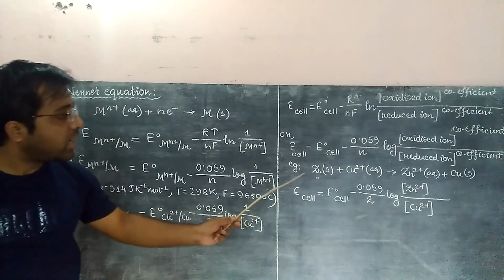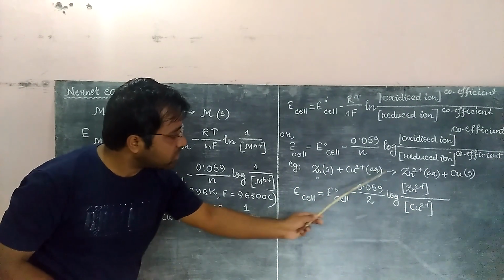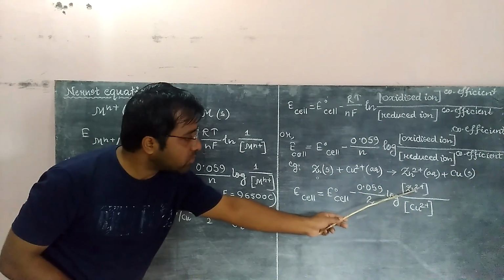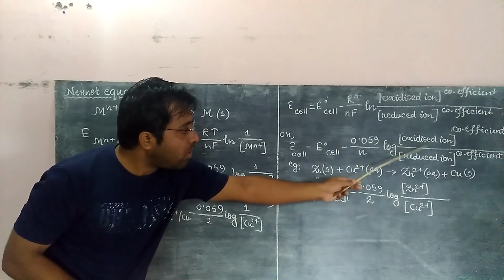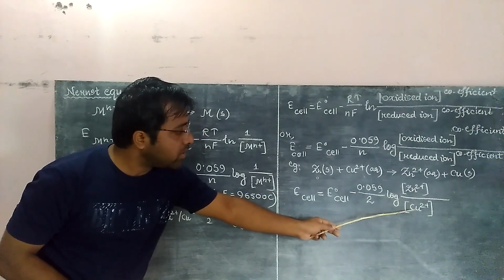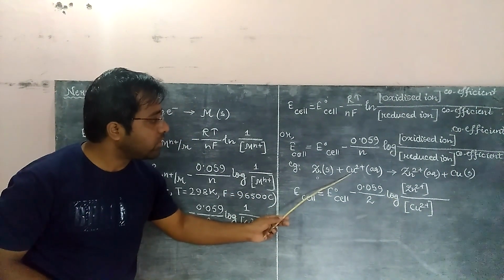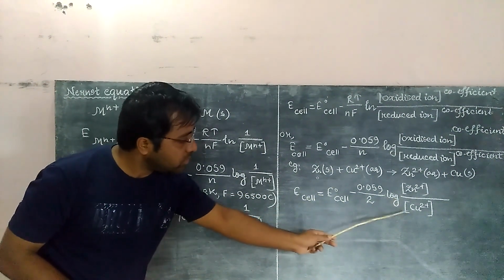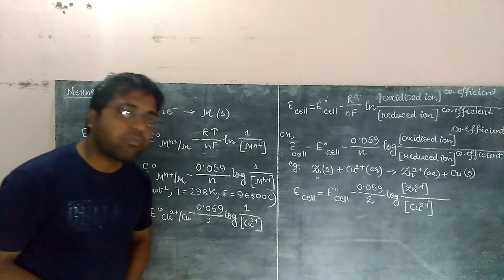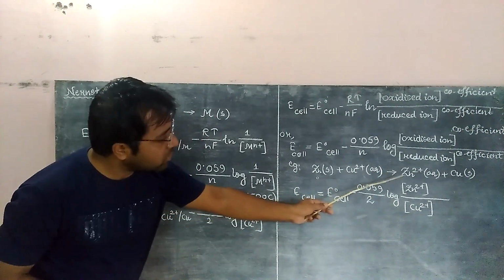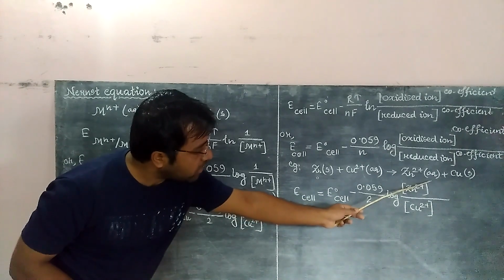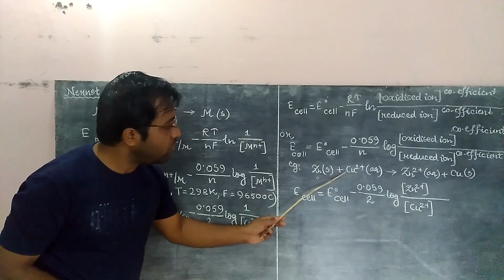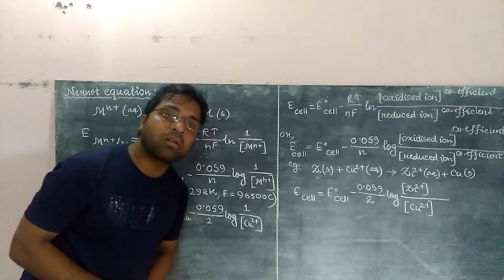So which ion is oxidized? Zinc. Zinc metal undergoes oxidation to give us zinc ion. So according to the formula, oxidized ion divided by reduced ion. Which is reduced? This ion is reduced, undergoing reduction. So we can write Cu 2 plus. And what is the coefficient over here? That is 1. We can write 1 here. And what is the coefficient here? 1. So we can write 1.